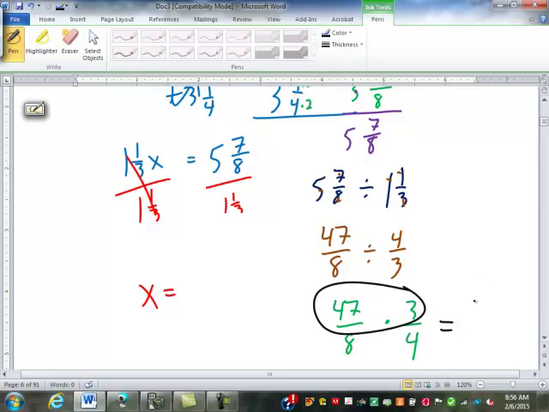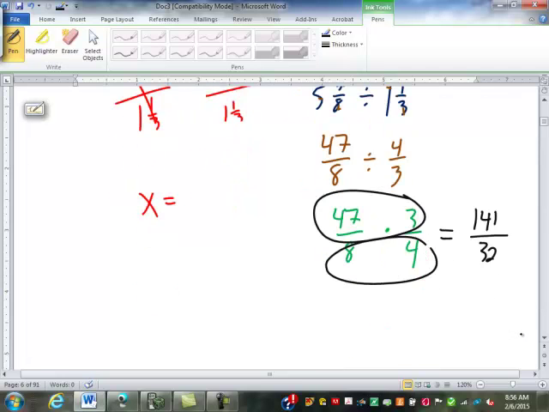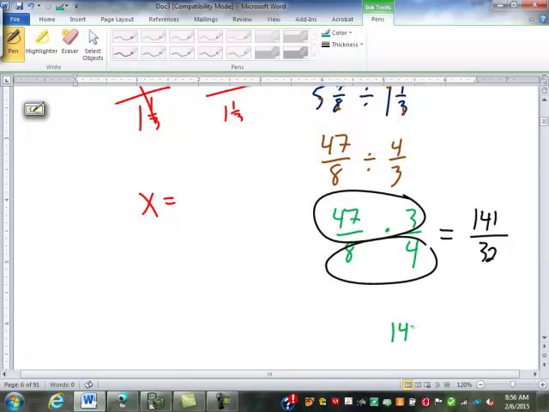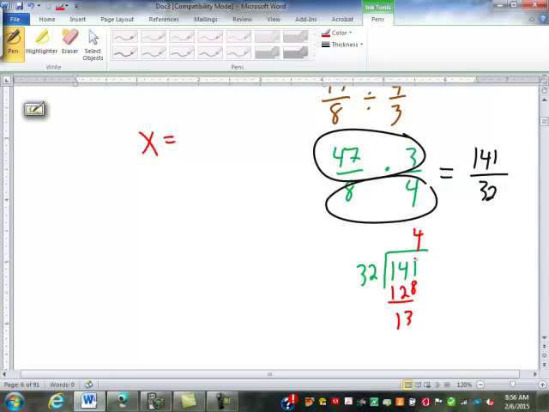47 times 3 is 141. 8 times 4 is 32. Changing that back into a mixed number. 141 divided by 32. You get 4 here. 8, 12, 13 left over, so that's 4 and 13/32.